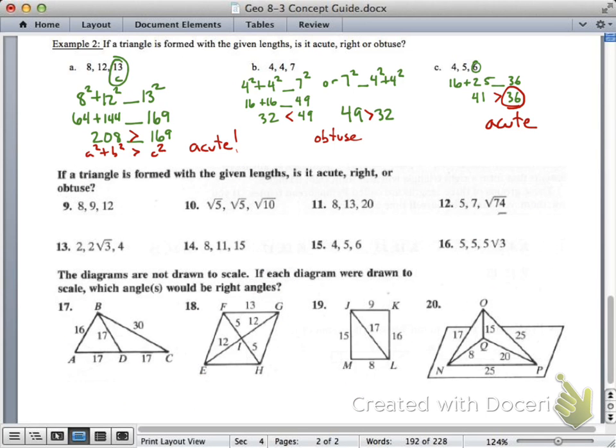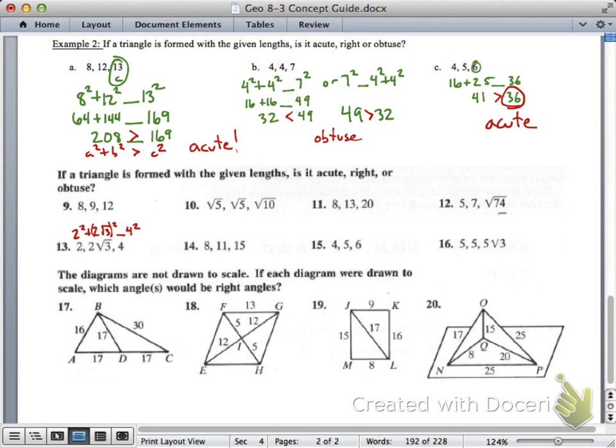Okay, I'd like for you to try this set of questions 9 through 16, but before we do, I'm going to help you with number 13. It's got the radical in it. Just want to make sure you're thinking about what that means. You may want to use your calculator and determine, is 4 bigger than 2 square root of 3? And it is. So to compare this, is 2 squared plus 2 square root of 3 squared, how does it compare to 4 squared?